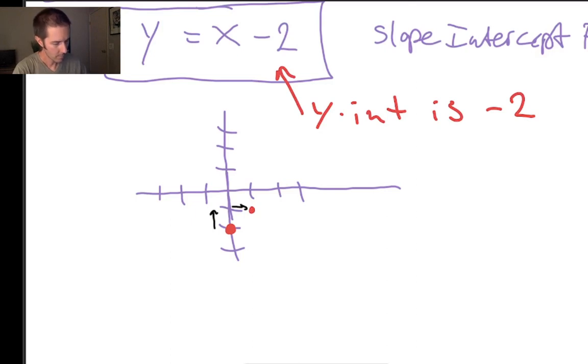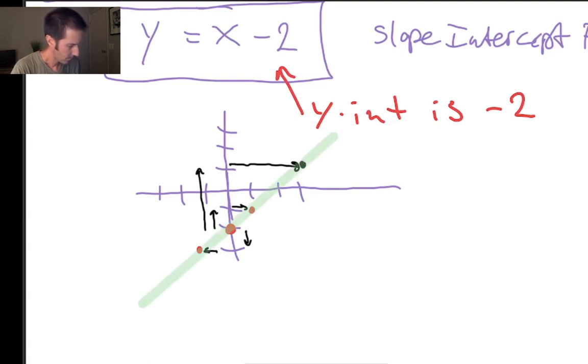We could have risen 3, 1, 2, 3, and then run 1, 2, 3 in order to arrive at another point. We could have gone down 1 in the y direction and then left 1 in the x direction, so that's down 1, back 1, and plotted another point there. And you'll see that even in my hand-drawn version of this line, all of those points are collinear. They're all on the same line.